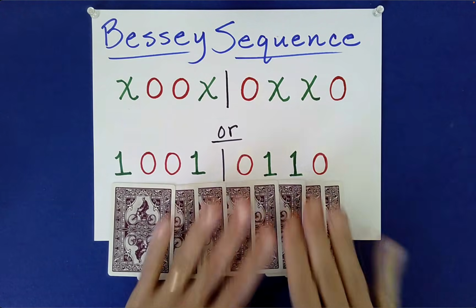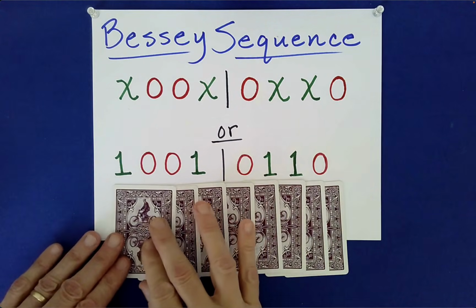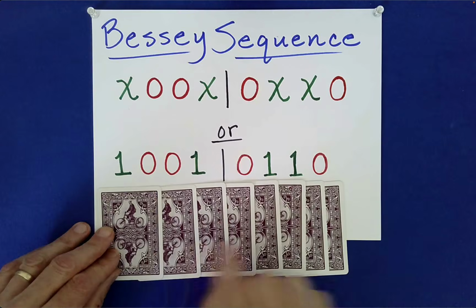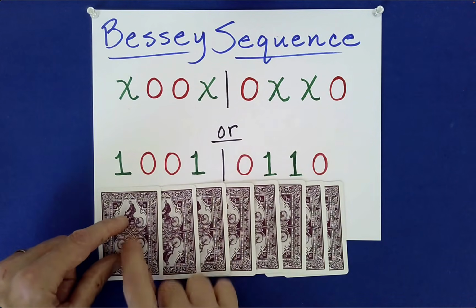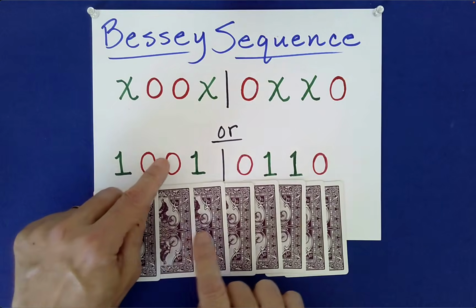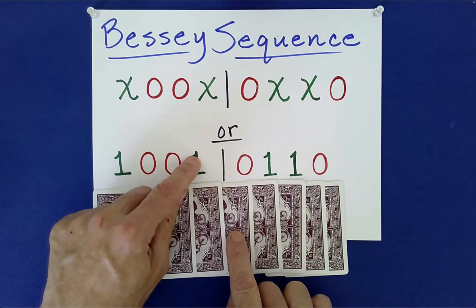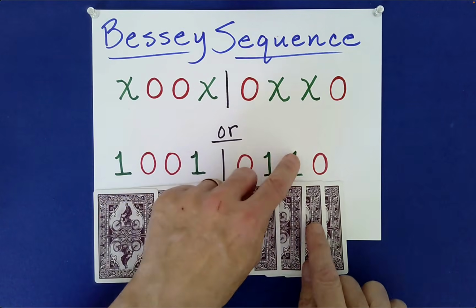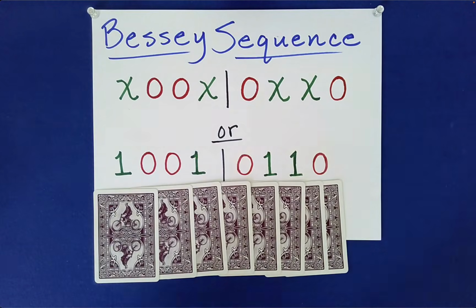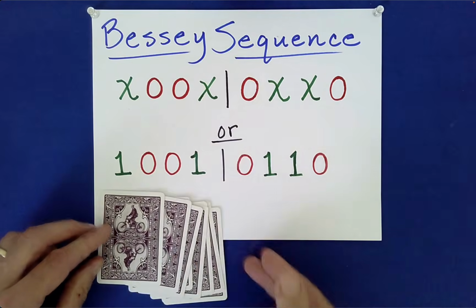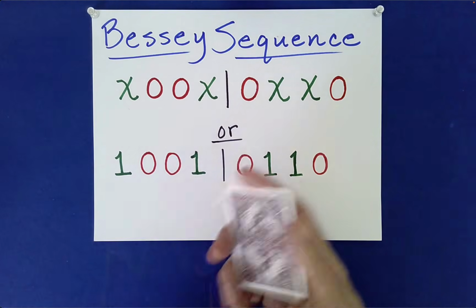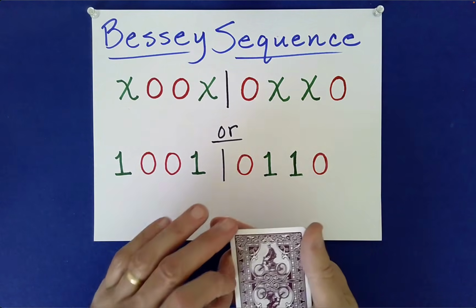This is to help you as the performer. Okay, so how we're associating the cards with the numbers, we're saying this is a 1, this is a 1 here, that's a 0, that's a 0, that's a 1, that's a 0, 1, 1, 0. Okay, so that's how we're matching up the cards with the digits here. So that you just need to be aware of. Don't explain that to the spectator.